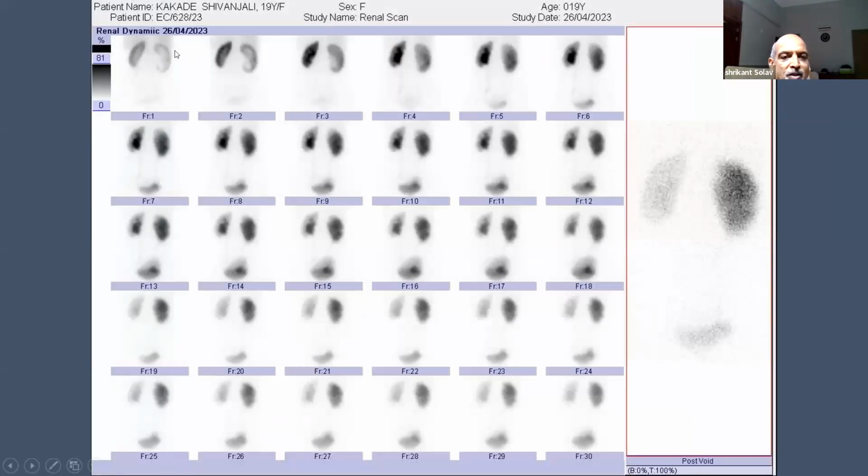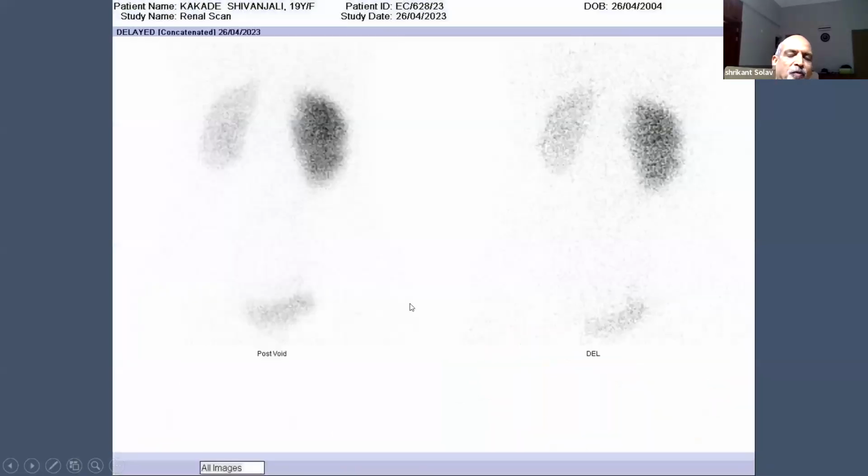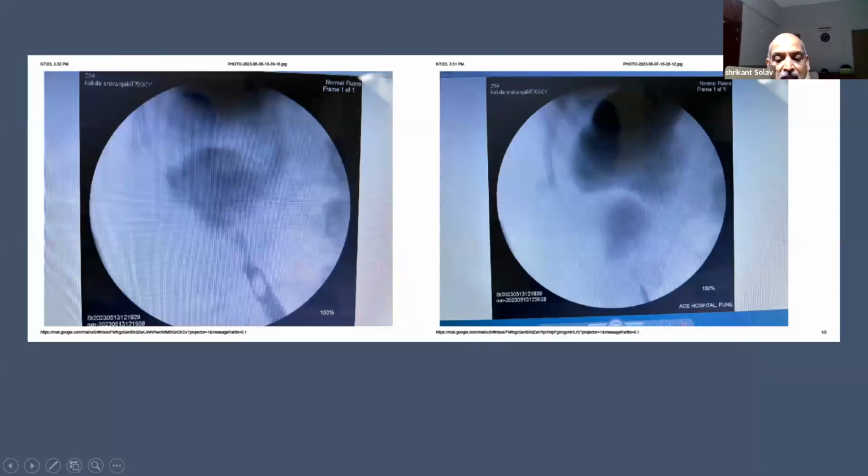2023, patient returns, and look at that. The right kidney is now enlarged. The function, which was 45 on the right side, is now 35. And the renogram curve also is obstructed. And between the post void and the delayed image, there is significant retention. So we said, this is likely to be obstructed. Please do a retrograde study.